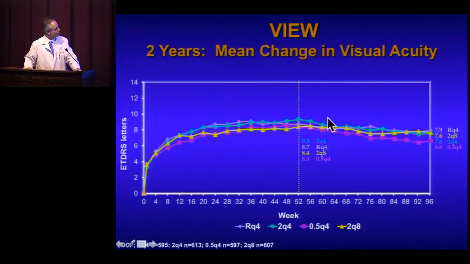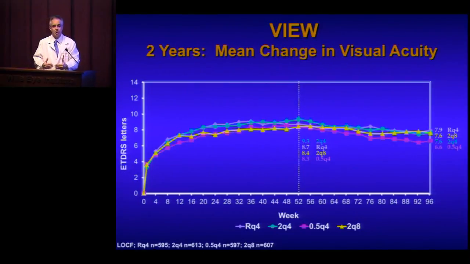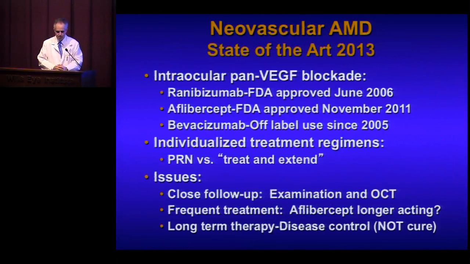In year 2, all arms went PRN, so you see a little dip down, but still pretty good vision outcomes. And the mean number of treatments in all the arms were pretty close, a little bit less with EYLEA. So again, leaves us with that impression that EYLEA may last a little longer.